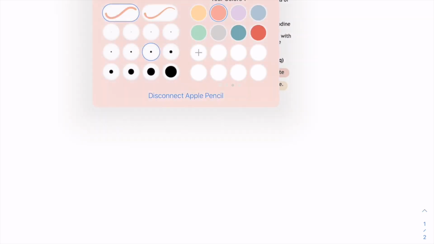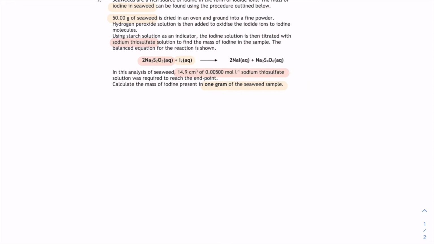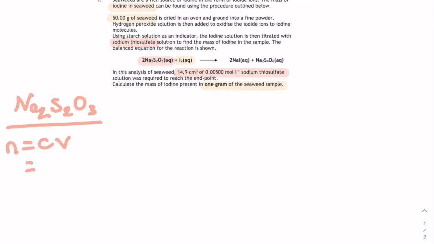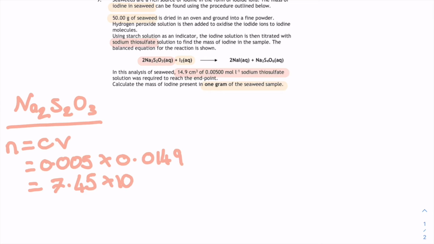Okay, let's start with our sodium thiosulfate because we have information about it. I'm just going to write it over here so that we have a nice clear side so everything can be underneath each other. We can work out the number of moles because we have the concentration and we also have the volume. So our concentration is 0.05, times that by your volume, which is 0.0149. Again, I've converted that to litres. So that gives you a number of moles of 7.45 times 10 to the minus 5 moles.